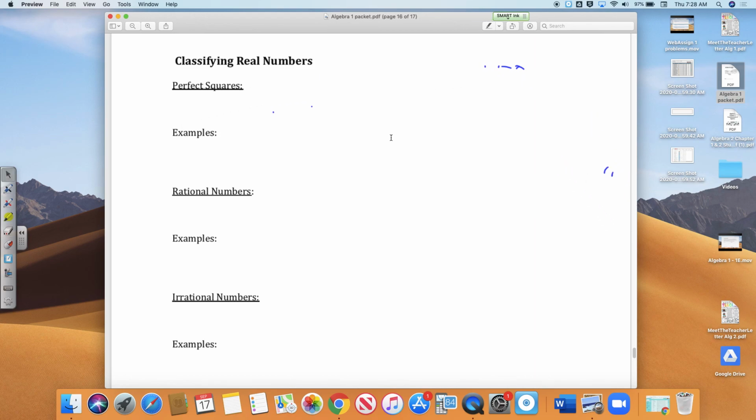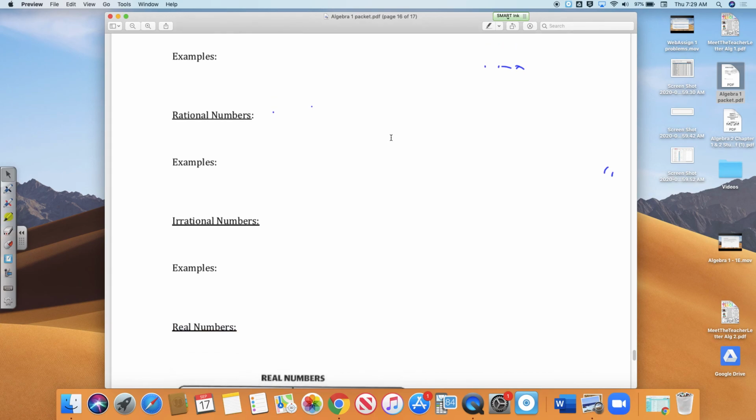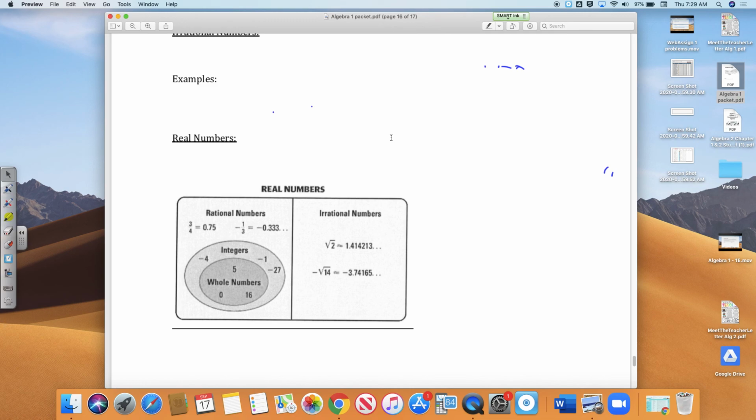All right, so the next and last one we are going to do are the real numbers. Real numbers are actually the set of numbers that are rational and irrational. So real numbers are all rational and irrational numbers. That means any number that we deal with in algebra is considered a real number.